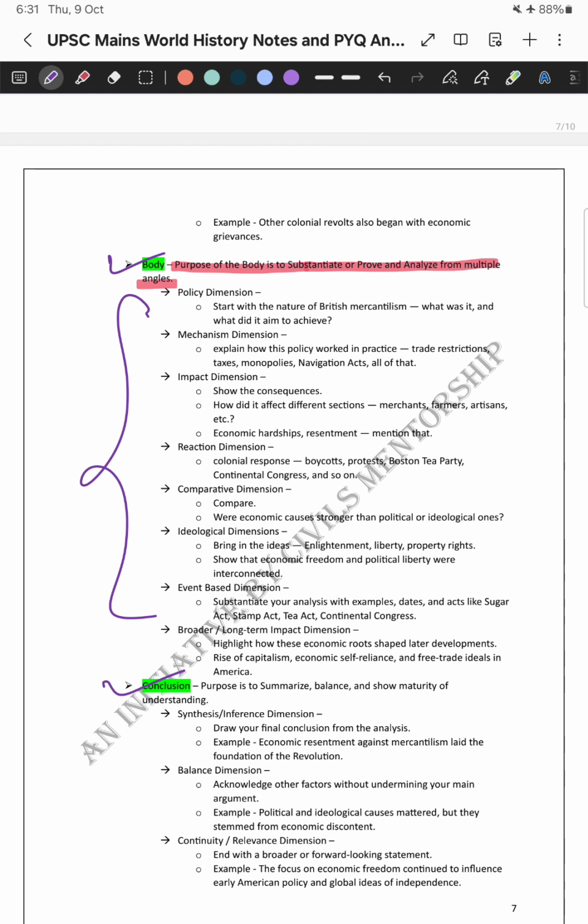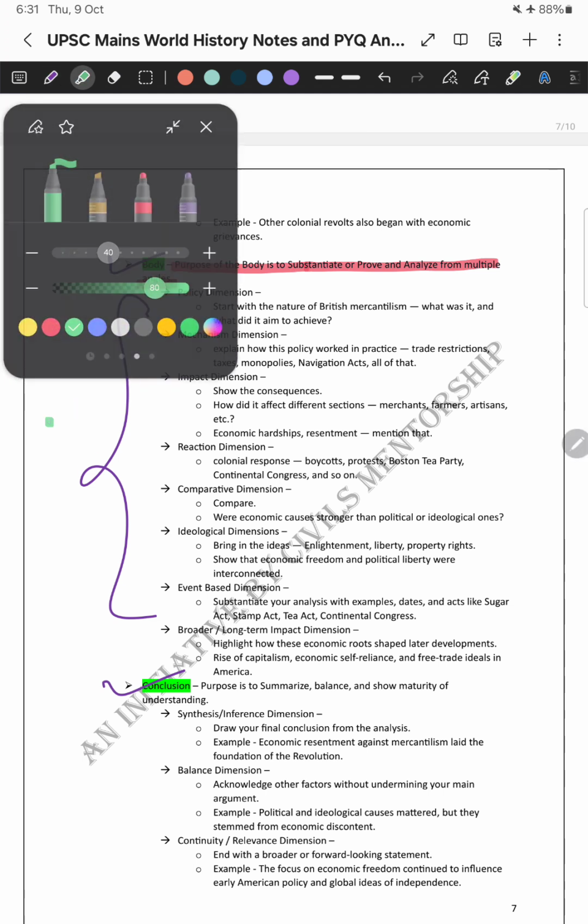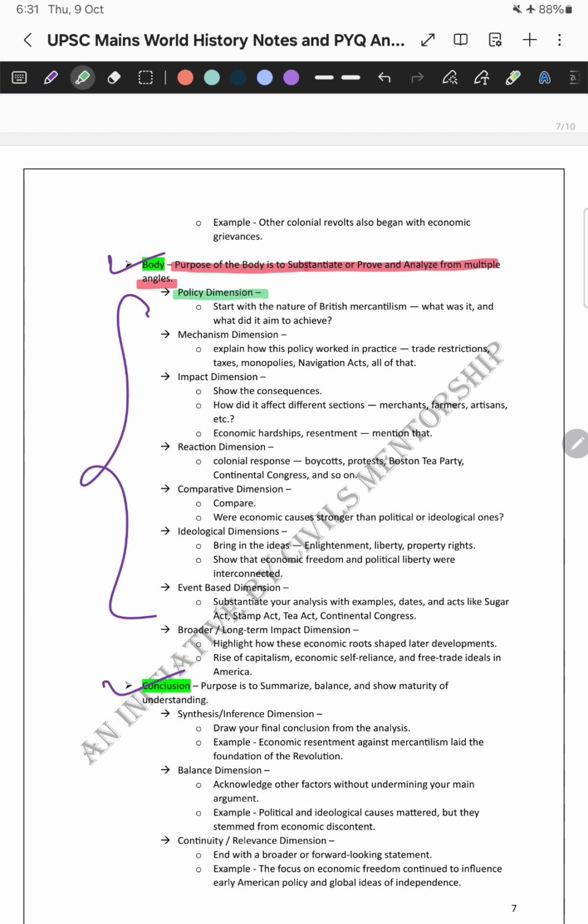So this is what separates an average answer from high scoring ones. Because the average answer may not segregate the body into multiple dimensions. So it's always appreciated to divide the body into multiple dimensions also. So let's start the body part. So first of all, what is the first dimension? The first dimension is the policy dimension.